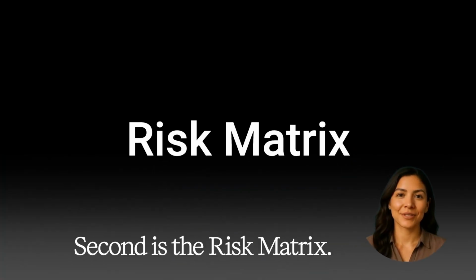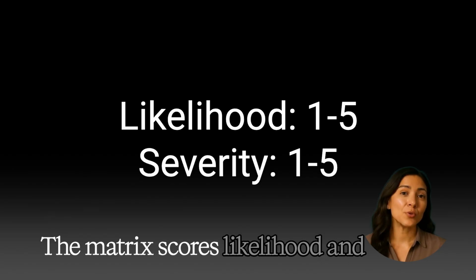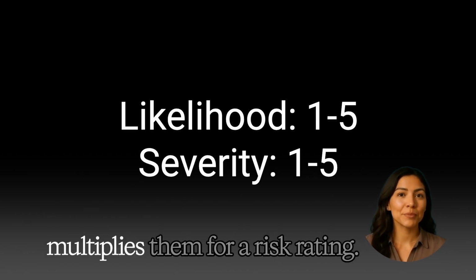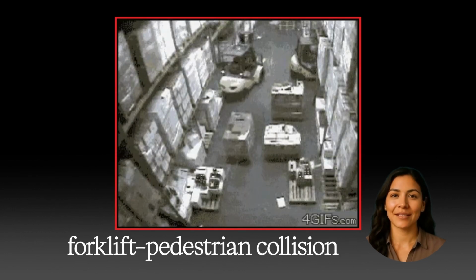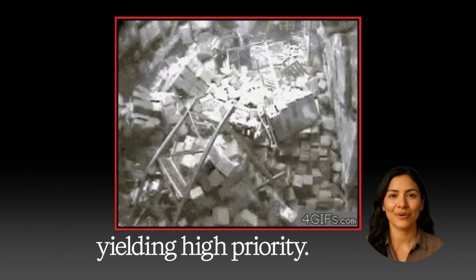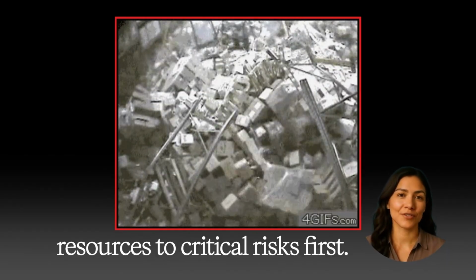Second is the risk matrix. Once hazards are listed, they need ranking. The matrix scores likelihood and severity, usually 1 through 5, and multiplies them for a risk rating. For example, a forklift pedestrian collision might score high severity and moderate likelihood, yielding high priority. This objective tool directs resources to critical risks first.